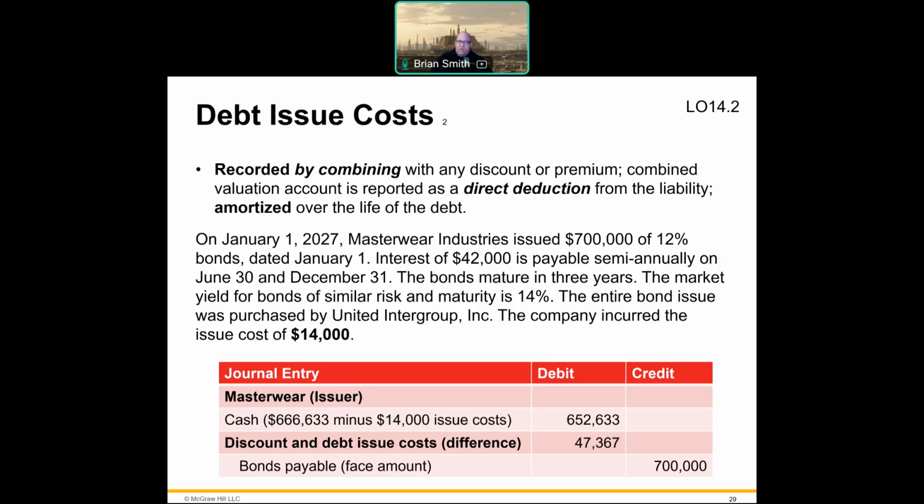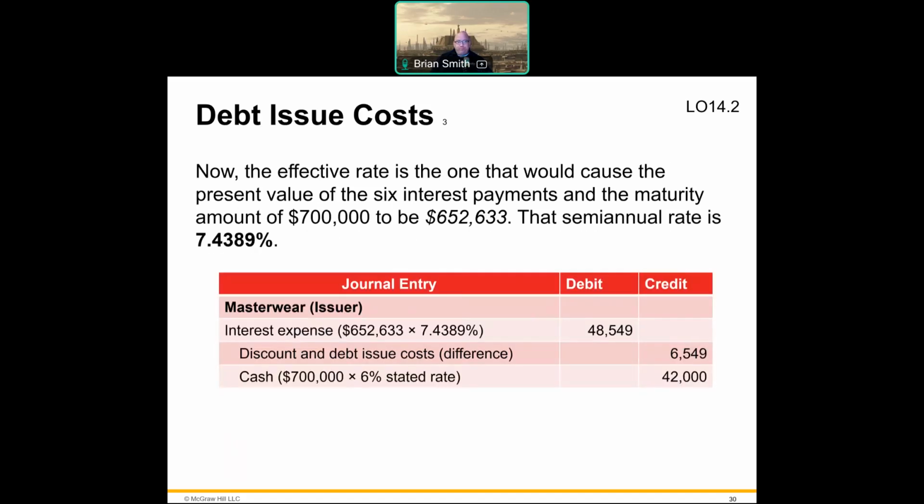And you can imagine if these bonds were 30 years. I swear my teachers when I was in college always did 30-year bonds and we had to do the amortization schedule for 30 years. I wanted to scream. So here we go, the journal entry. Same thing, you're just rolling up the debt issue costs after you do the interest rate.